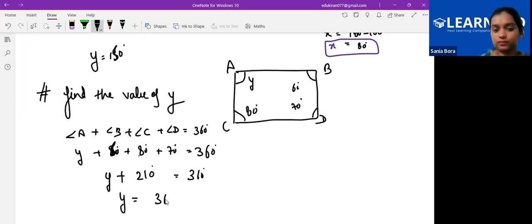-360 minus 210 equal to 150. Okay. Fine with everybody?